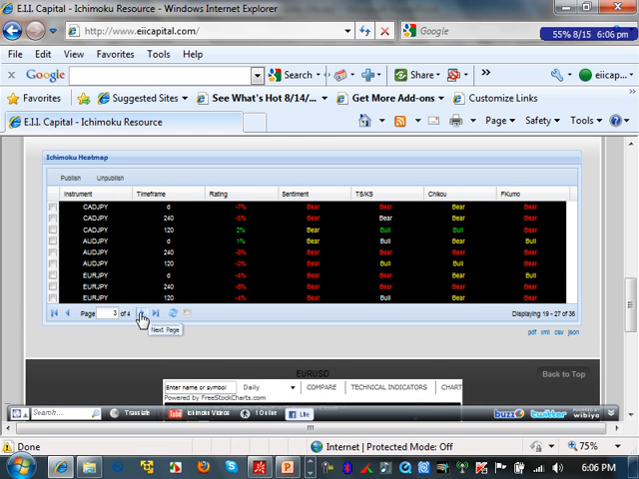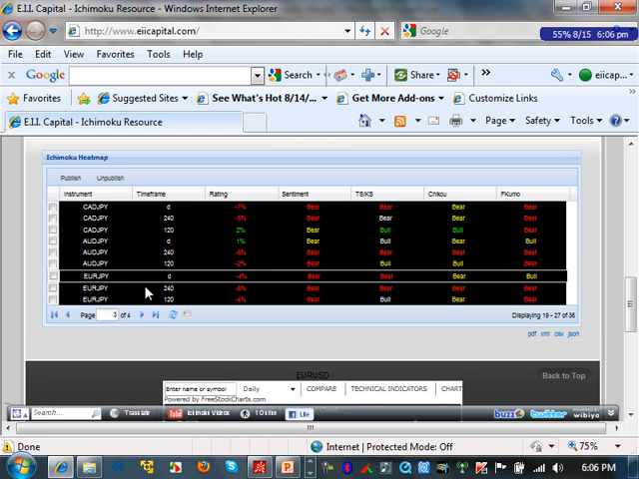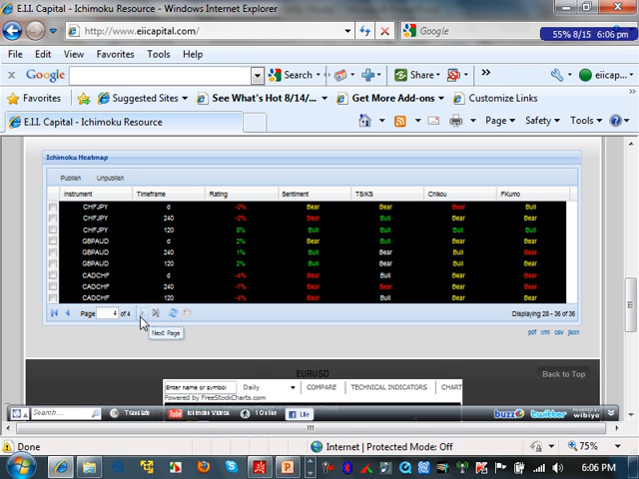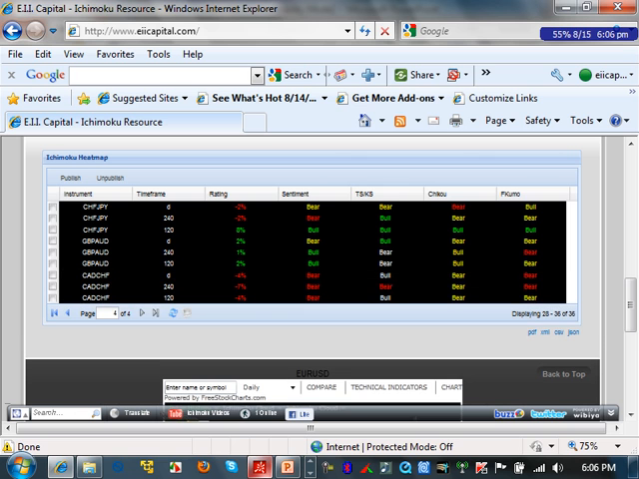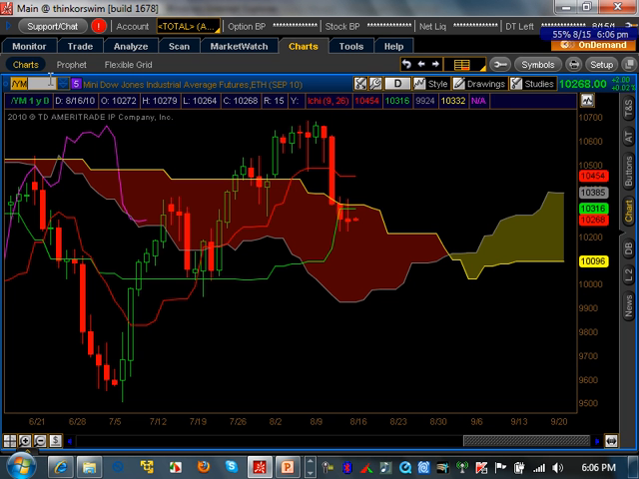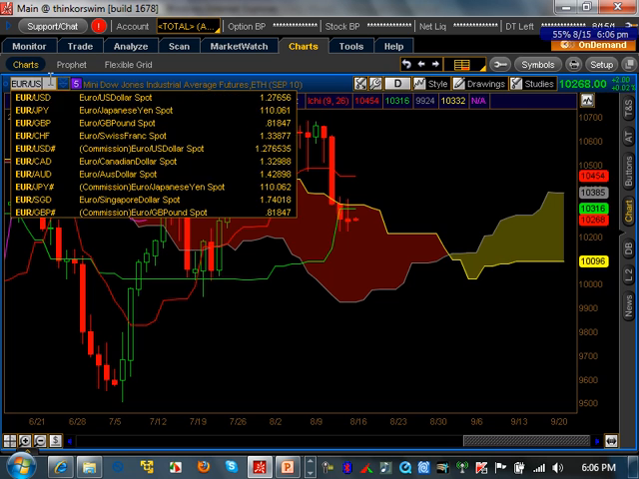US Yen, same thing. Here's something that we could look at: Euro Yen looks like a possible currency, and also CAD Swissy we could look at. So Euro Yen and CAD Swissy, we'll look at those in a minute. Let's begin by looking at Euro USD.